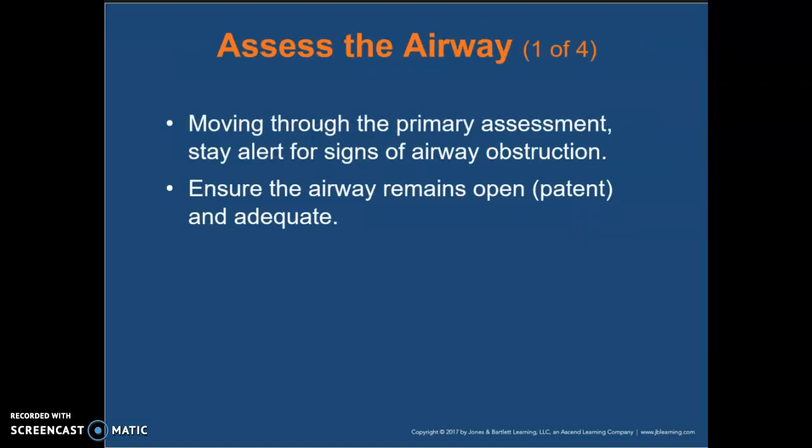For assessing the airway, you're first going to look for signs of airway obstruction. Sometimes the easiest way to prevent an obstruction is positioning of the patient. The most common airway obstruction in a patient that is unconscious is the tongue, especially if they're laying down on their back. Their tongue has a tendency to relax and slide back into their airway.